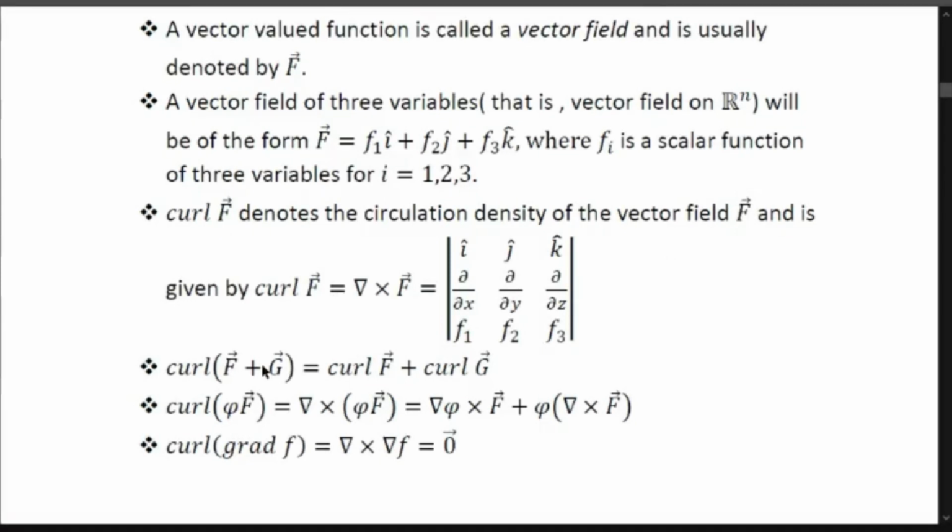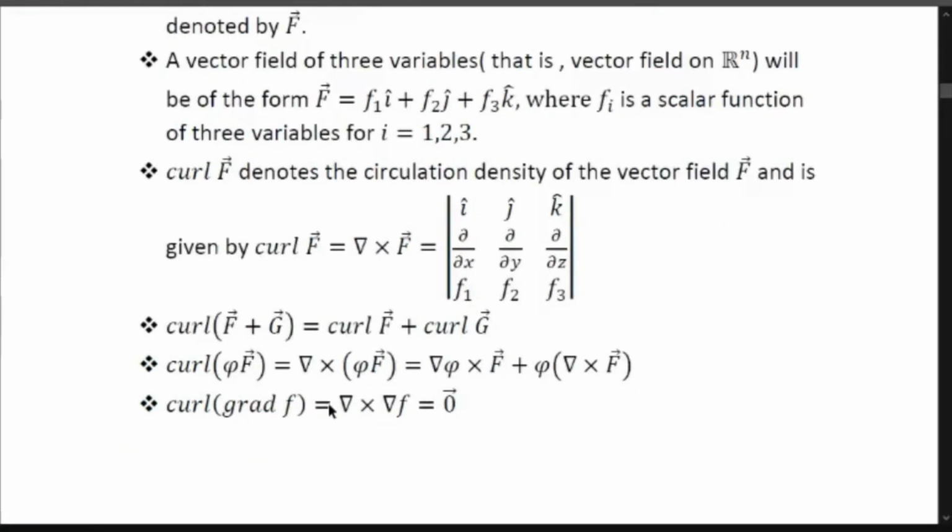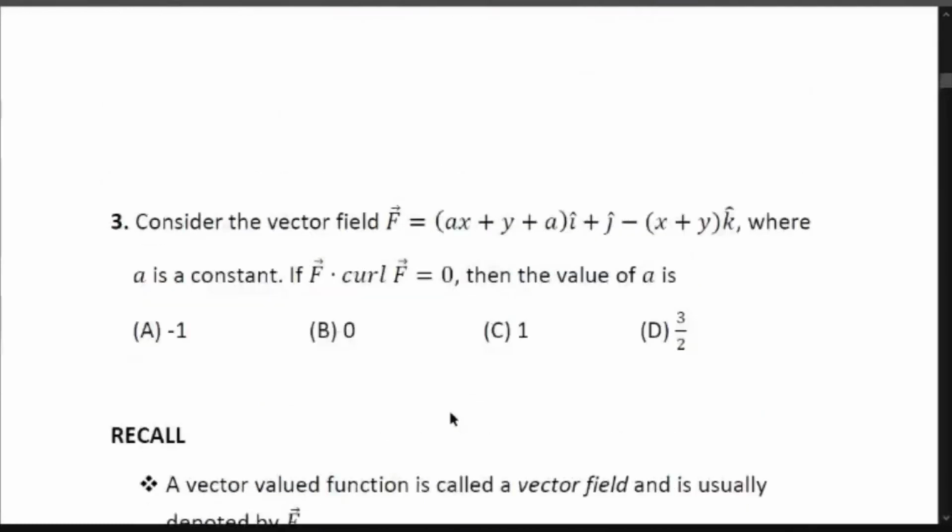And here are some properties of curl F. Curl of f plus g is curl of f plus curl of g, and curl of phi f, where phi is a scalar field. Scalar field means it's a scalar valued function on R3. So curl of phi f is equal to del cross phi f, which is del phi cross f plus phi times del cross f. Del phi is the gradient of phi. So this is another property of curl F. And curl of gradient of f, that is del cross del f, is always the 0 vector. You can remember that curl of gradient of f is always the 0 vector. So those are the properties of curl F.